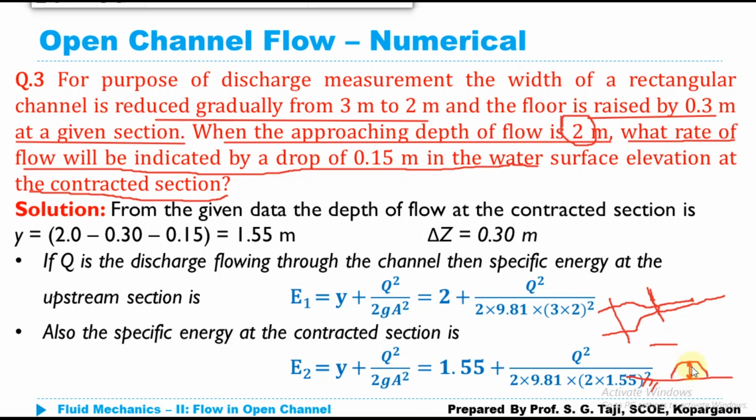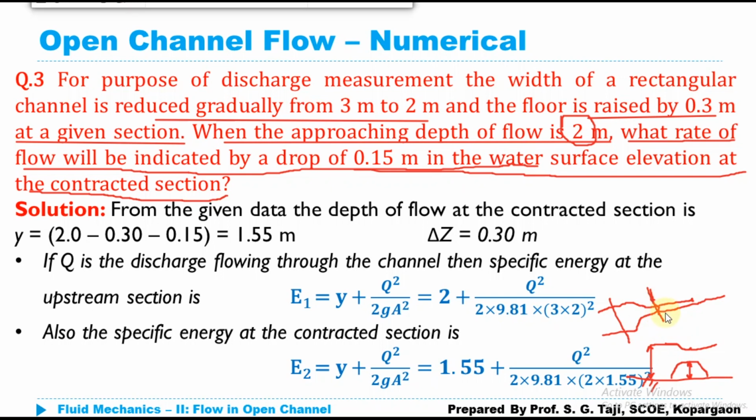This is the 0.3 meter hump provided at the bottom, and previously the depth of flow here was 2 meter. At this location the depth of flow was 2 meter, and at this particular section it has decreased by 0.15 meter. Here it is indicating what rate of flow will be indicated by the drop of 0.15 meter in water surface elevation. So there are some changes they have made.